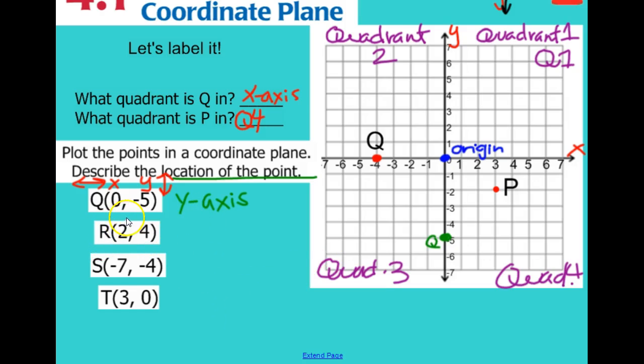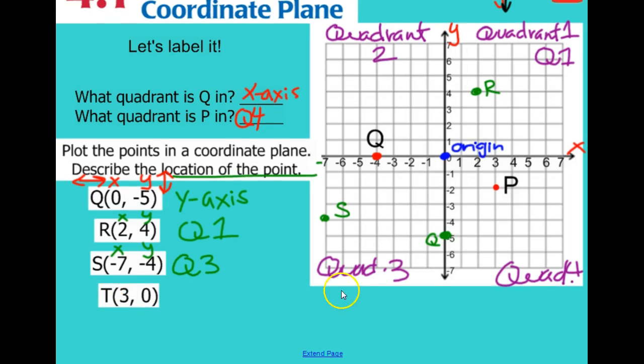Then point R, x and then y. On my x-axis, left and right, I'm going 2, positive 2 to the right. And then 4 is up, 1, 2, 3, 4. So that's point R, and that you can see is in quadrant 1. I'm just going to write Q1. Then this point, -7, -4. So x is -7 to the left on the edge, -7. And then -4 is down 4 right there. That would be point S, and it is in quadrant 3.